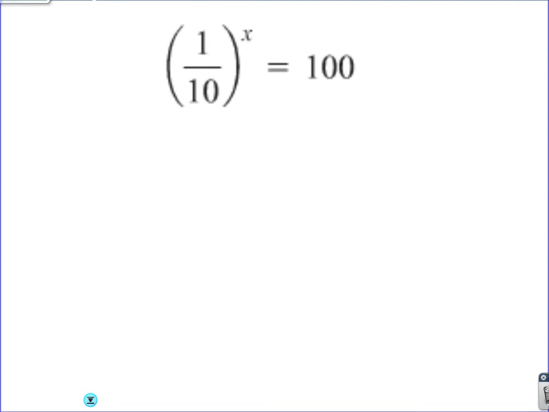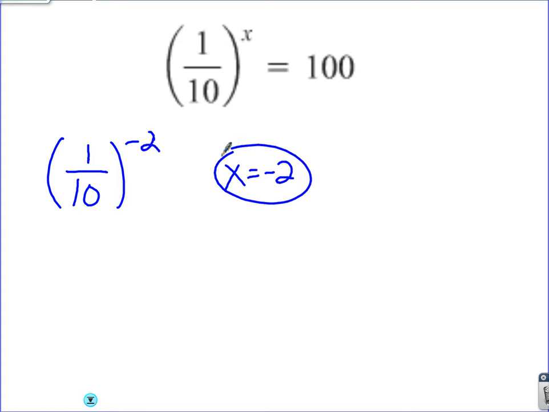1/10 to the x power equals 100. Same thing here. I know that I'm going to have to raise that 1/10 to a negative exponent to flip it over. If I do 1/10 to the negative, all of a sudden we have 10 to a positive. So 1/10 to the negative what is going to be a positive 100? Negative 2. Flip it, that'd be 10 raised to the positive 2, which is 100. So x in this case is negative 2.